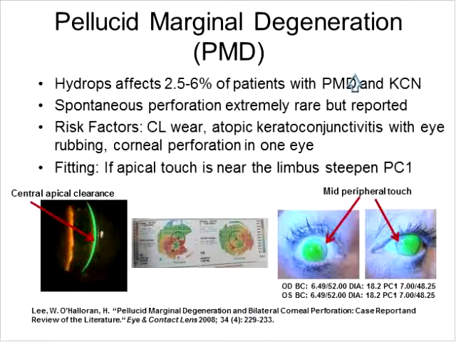When you say generous vault, would you say 250 microns is generous, or 400 is generous, or greater than 400? Greater than 400. All right, that's a good pointer. I think I'm going to start fitting with much larger vaults in some of my patients.